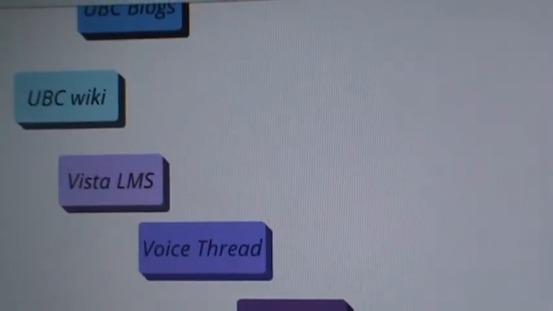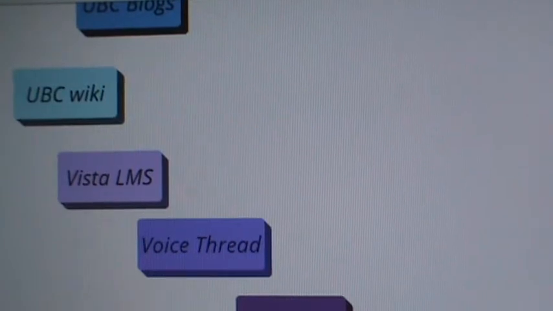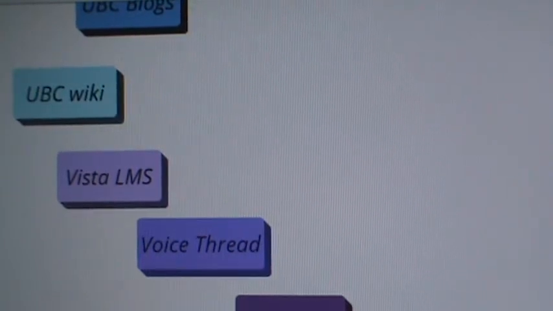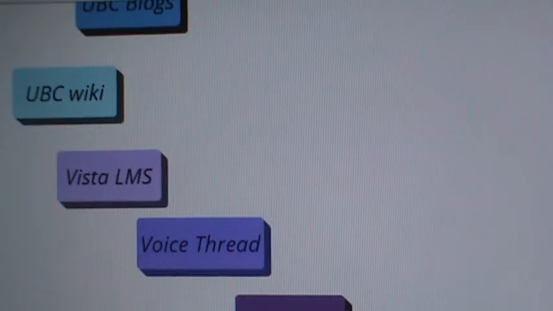I preferred Vista because it would let you know if you personally received a message back, whereas the Connect LMS that we used at UBC didn't always do that.